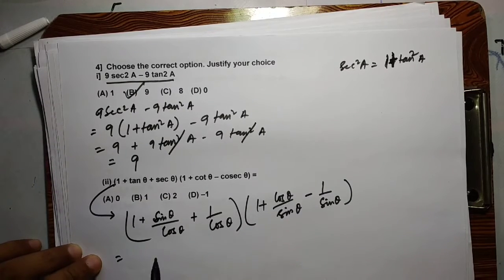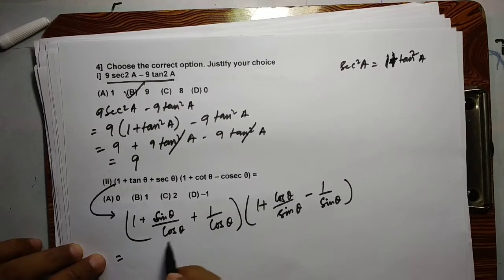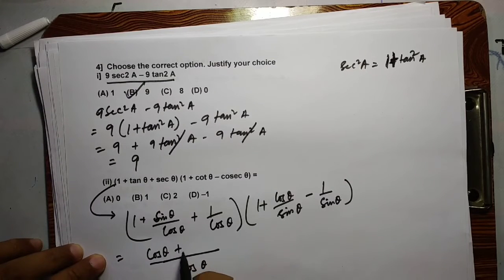Okay. So from this we can see, so this is the same. So LCM is cos theta. So this is cos theta over this 1. So this is cos theta. So this is sin theta, and this is 1.